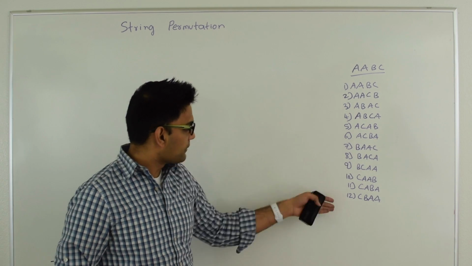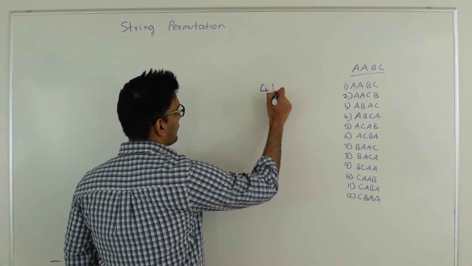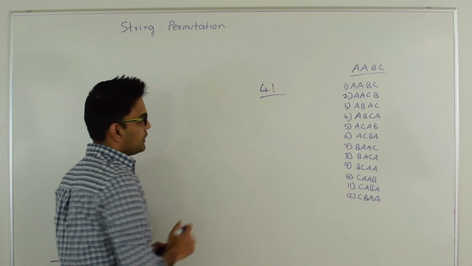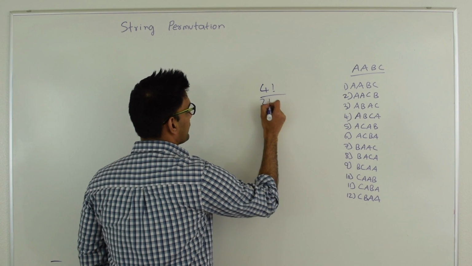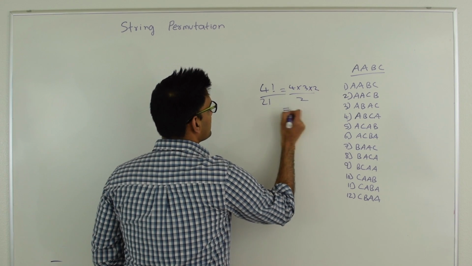So why are there 12 outputs for AABC? AABC is 4 characters long, so 4 factorial divided by, since there are 2 duplicates of A, 2 factorial. So this is 4 into 3 into 2 by 2, which is 12.